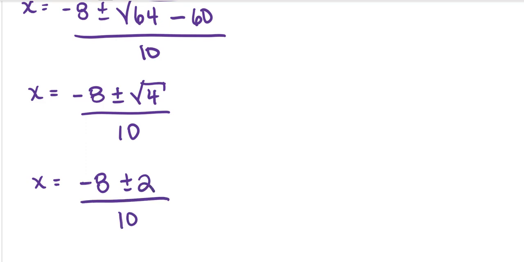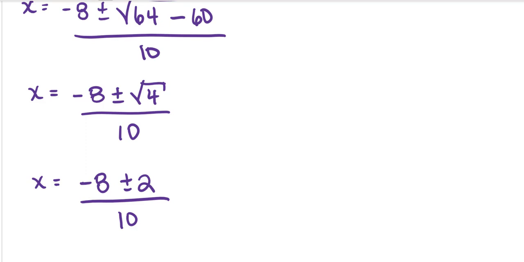Now please be careful there. The square root of 4 is 2, not square root of 2. So do not make the mistake of leaving a radical around the 2. Square root of 4 is just the real number 2. It is not equal to the square root of 2.